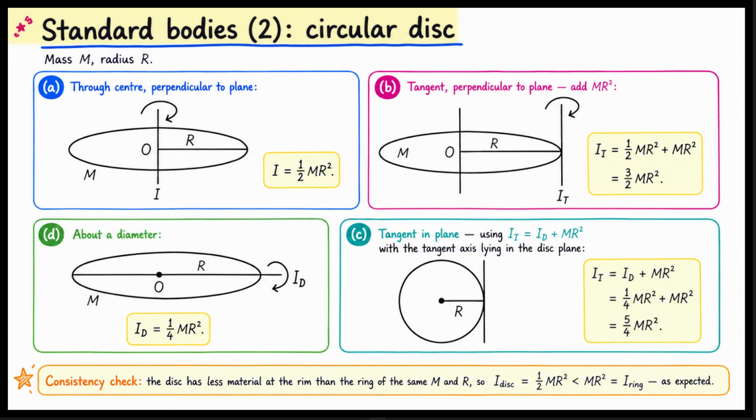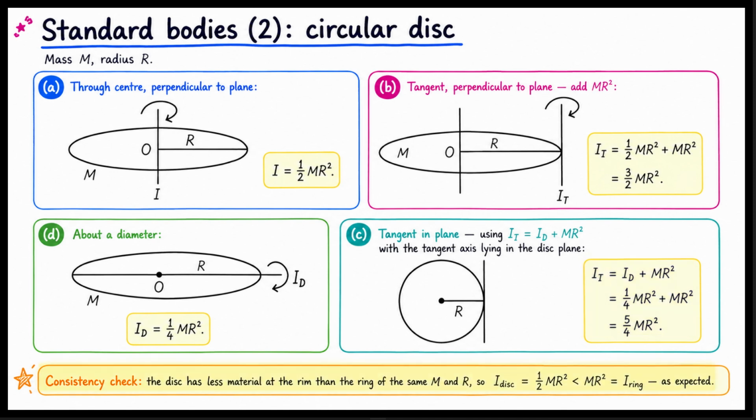Now the solid circular disk of mass m and radius r. For the axis through the center, perpendicular to the plane, I equals 1/2 mr squared. For a tangent axis perpendicular to the plane, add mr squared to the central result, giving I equals 3/2 mr squared. About a diameter, ID equals 1/4 mr squared. For a tangent axis lying in the plane of the disk, the same recipe gives I equals 1/4 mr squared plus mr squared, which is 5/4 mr squared.